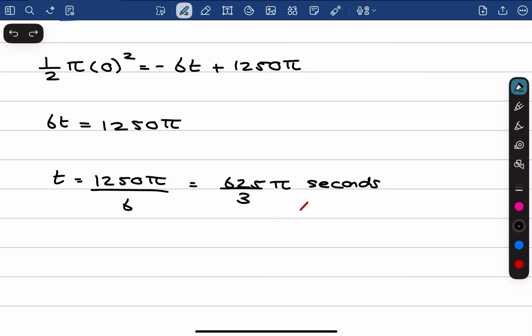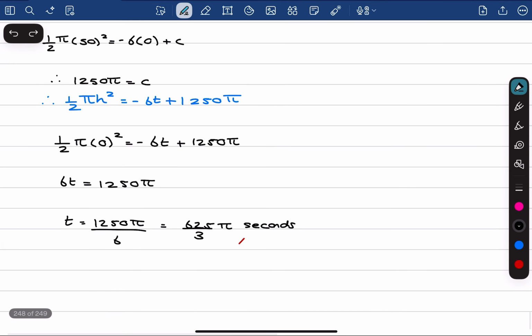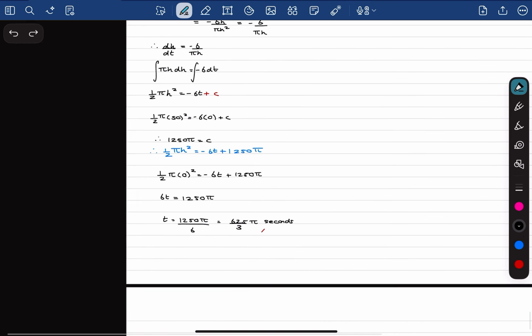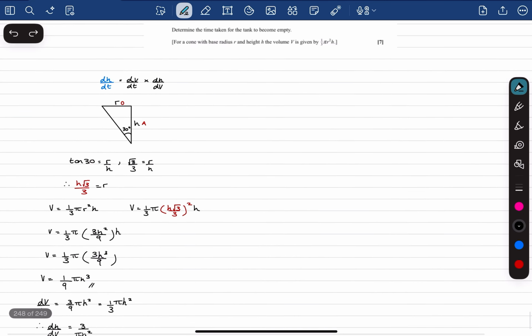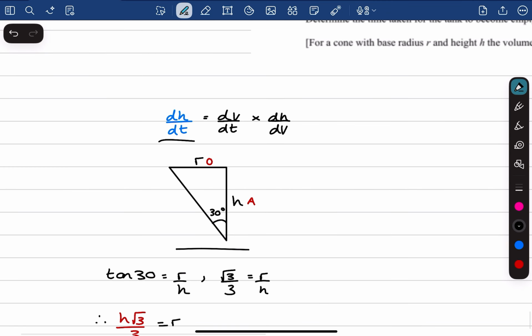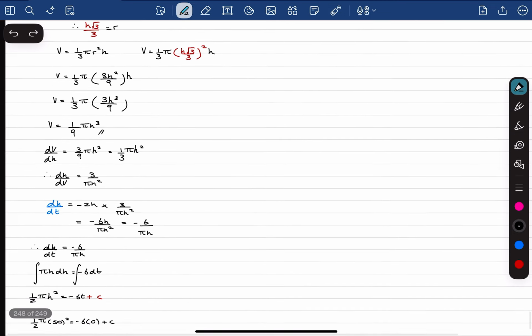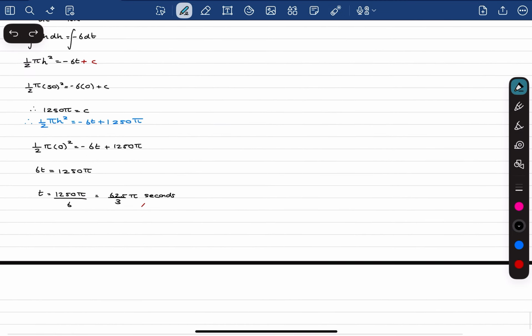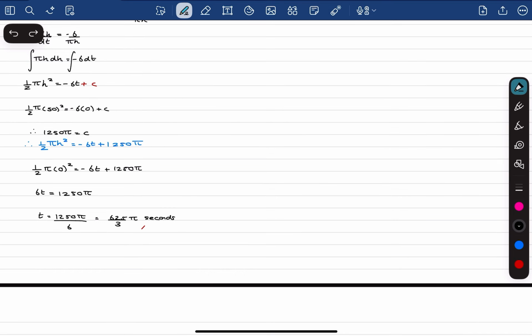So it was quite a difficult question, but if you can clock those few things, for example, using dh over dt and then also using this triangle as well. Other than that, to be honest, it's like any standard differential equations question. So don't be too bogged down if you got it wrong, but just make sure you know what to do to fix that issue that you had.